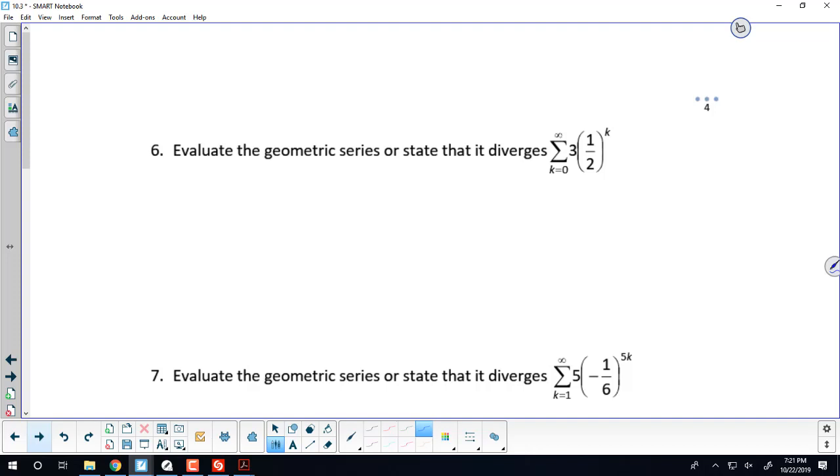So a couple of these here, evaluate the geometric series or state that it diverges. In example 6, we'll evaluate the series, but we can only evaluate it if it converges. Does example 6 converge or diverge? Yes, it converges, because R is equal to 1/2, and for convergence of an infinite geometric series, the absolute value of R has to be less than 1.